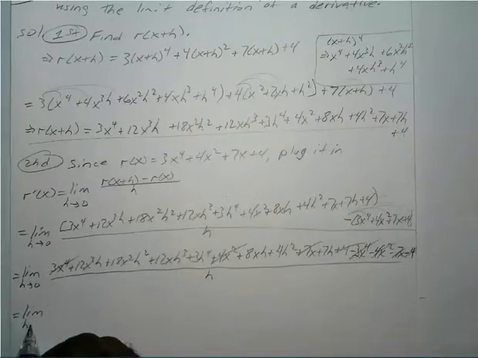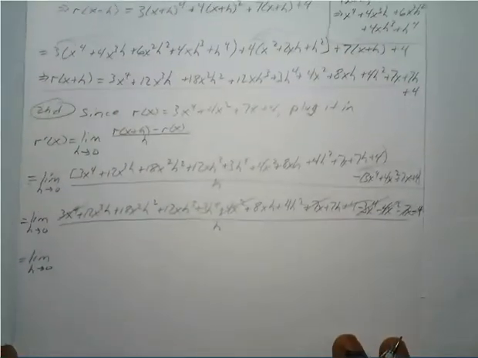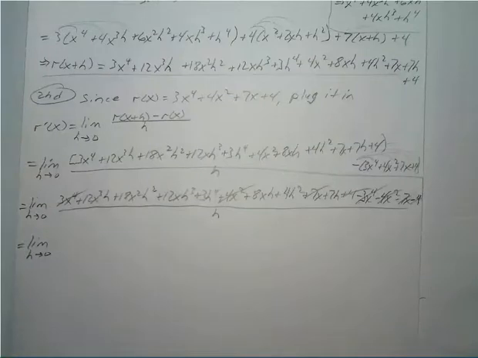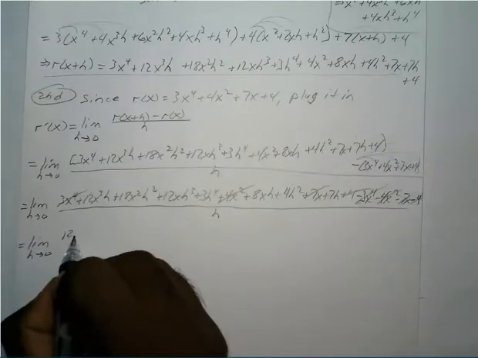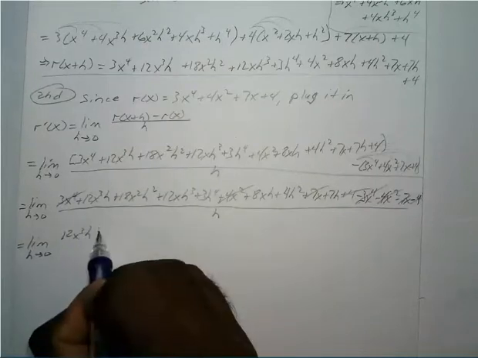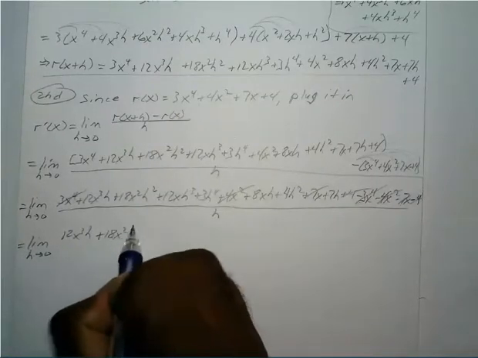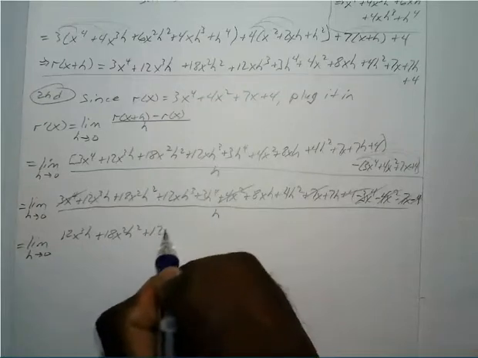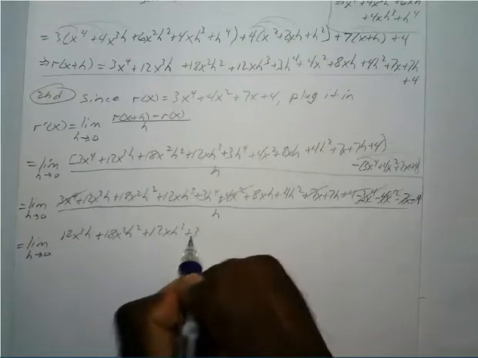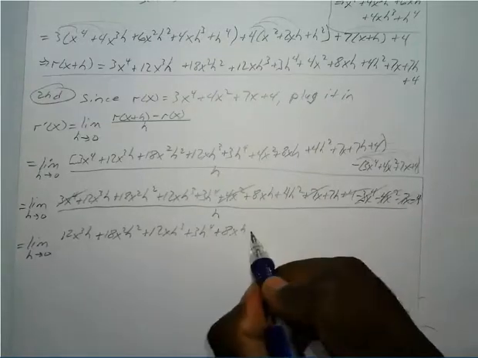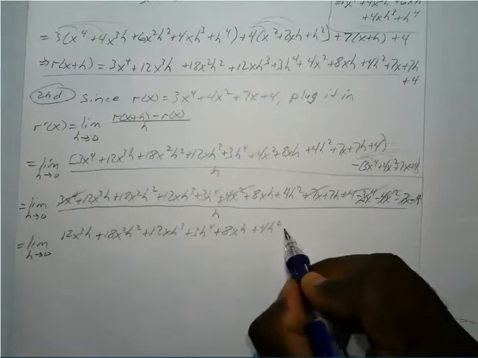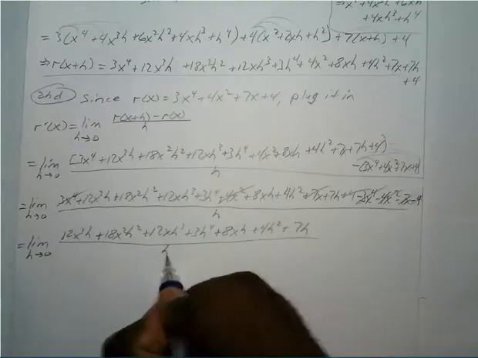Okay, it's the limit as h approaches 0. Move that up some, make sure you can see everything. Alright. So we have our 12x to the 3rd h plus 18x squared h squared plus 12x h to the 3rd plus 3h to the 4th plus 8xh plus 4h squared plus 7h. Everything else is canceled out, all over h.